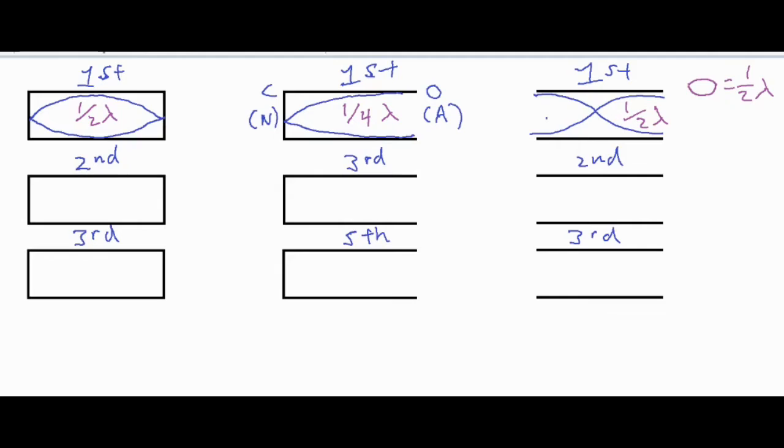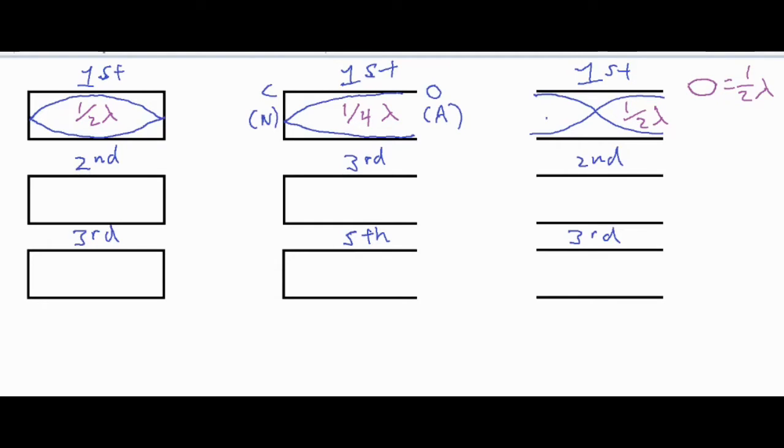Also, another term that you might hear is overtone. Overtone is basically how many harmonics it is above the fundamental frequency. So this row would be considered the first overtone. This one over here would be considered the second overtone, and so on.